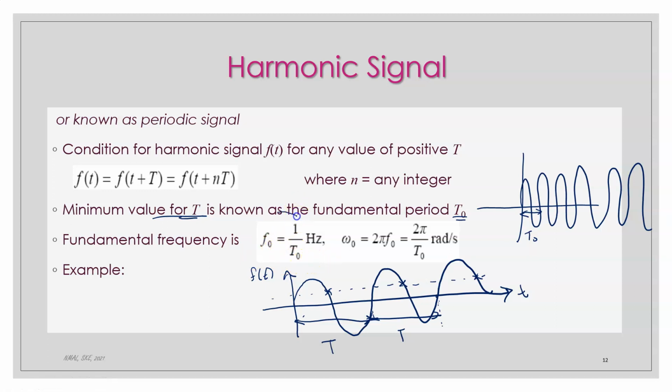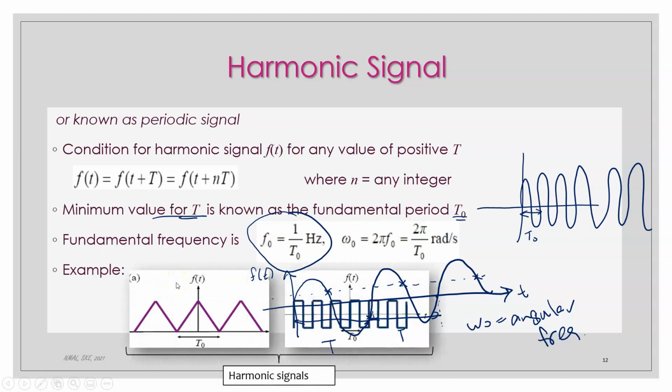This is the basic formula that you need to remember and memorize. This is very basic, this is fundamental. If you don't know this, then you are in big trouble. And omega naught is what we call the angular frequency. Angular frequency is equal to 2 pi f naught, so remember that. It is also equal to 2 pi over T naught if you replace f naught with 1 over T naught.